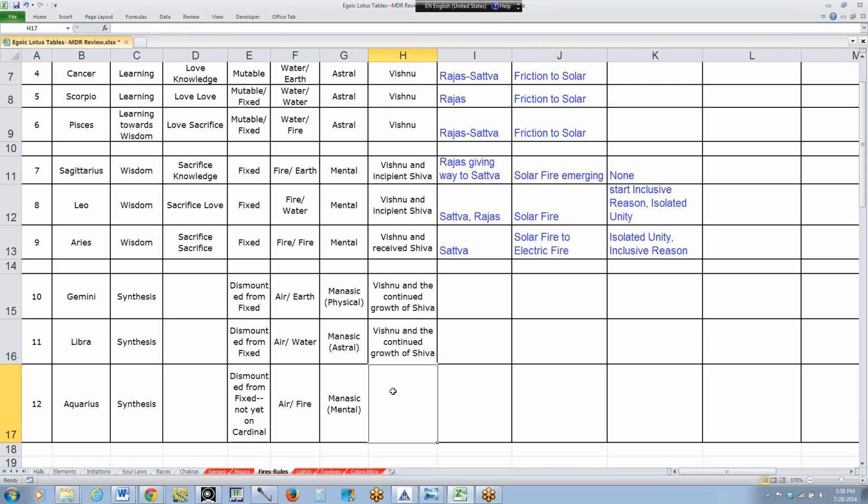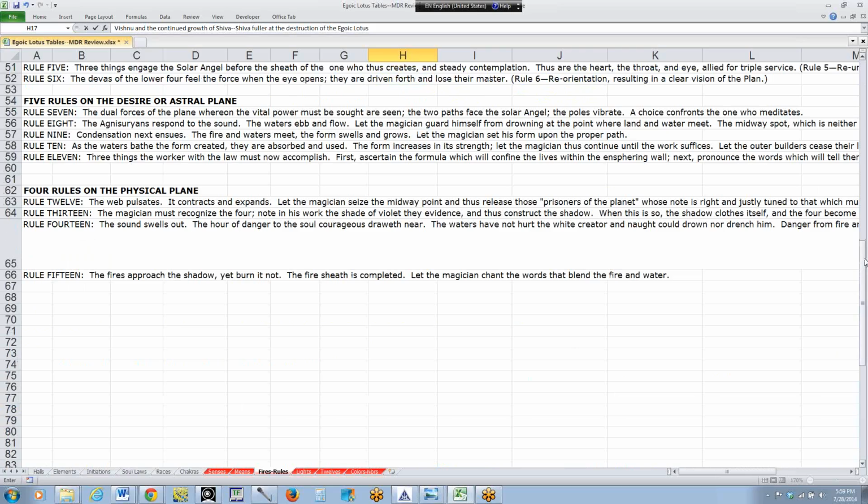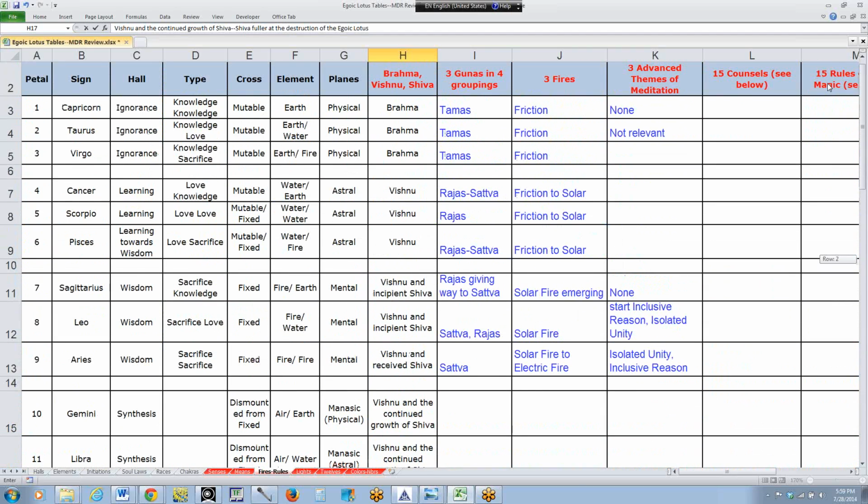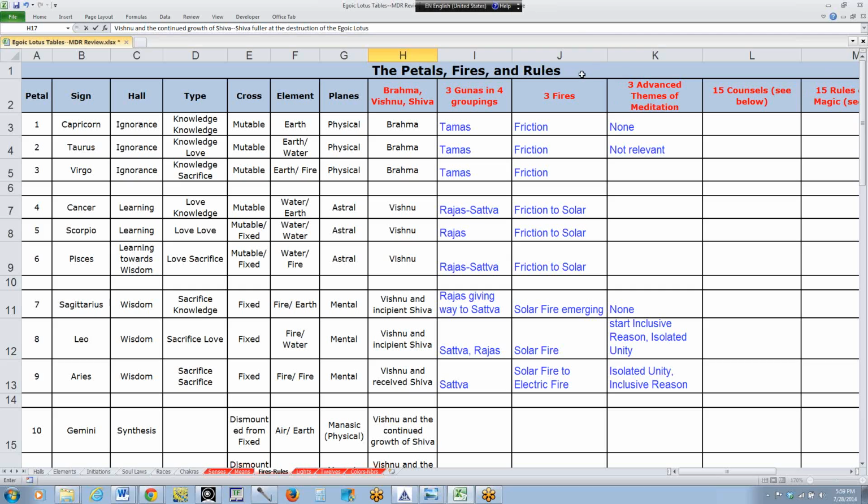And, you know, the Shiva power really comes in with the destruction of the causal body. Shiva fuller at the destruction of the egoic lotus, causal body. Yes. So, you know, if this is the soul we're talking about with the egoic lotus, so obviously the Vishnu aspect is the most important. And even when we're talking about the knowledge petals, it's the Vishnu aspect, but sub Brahma. That's really how it works. We've got the rules for magic here, too. We've got some marvelous correlations that my colleague BL has brought into the picture.